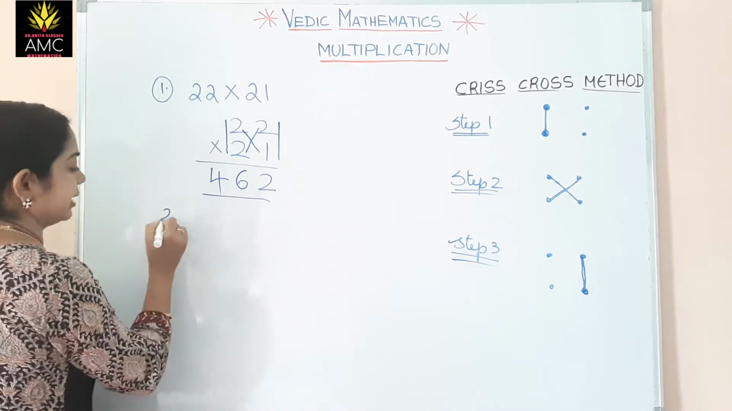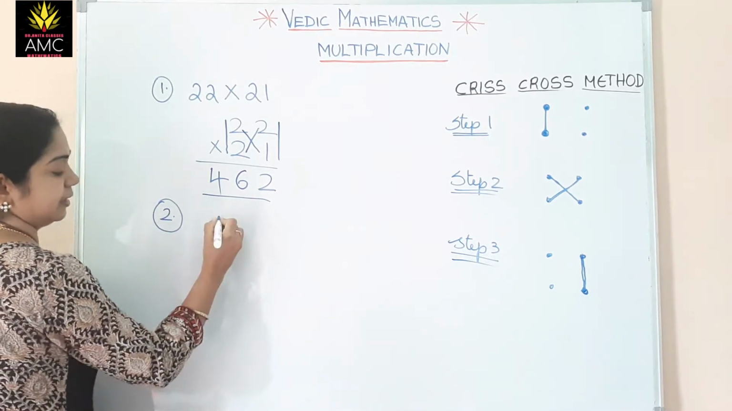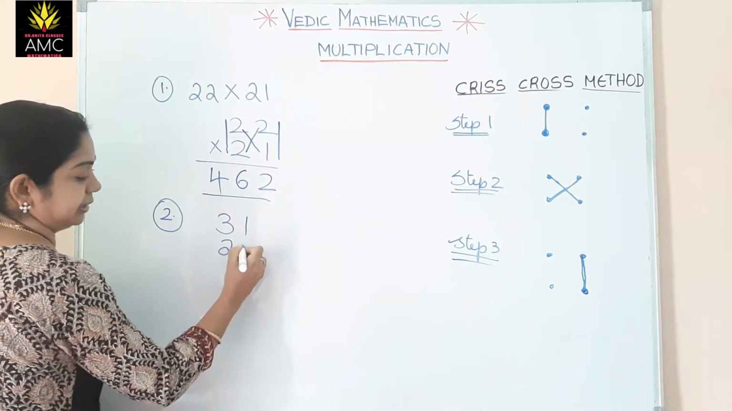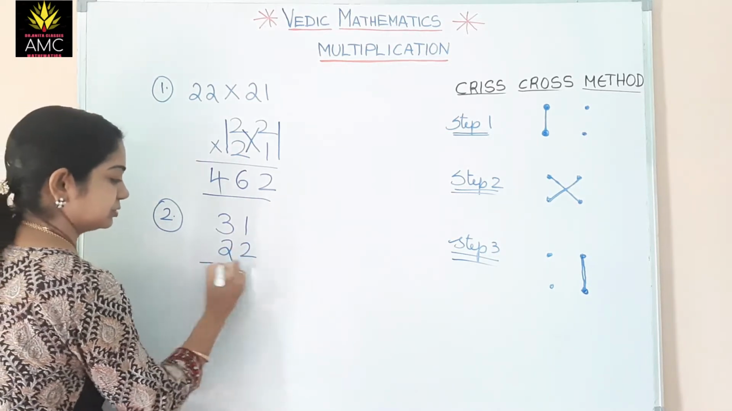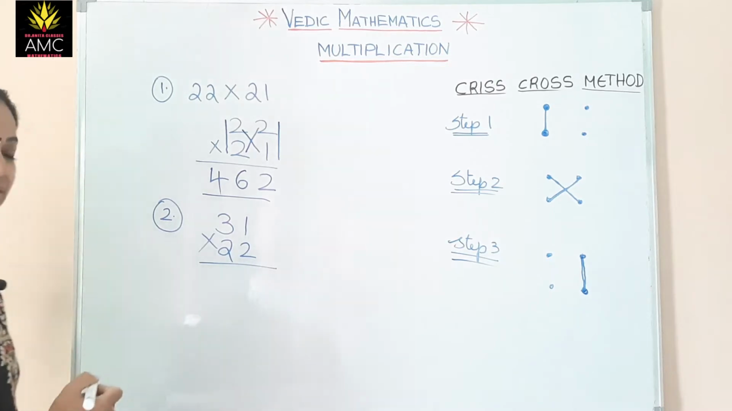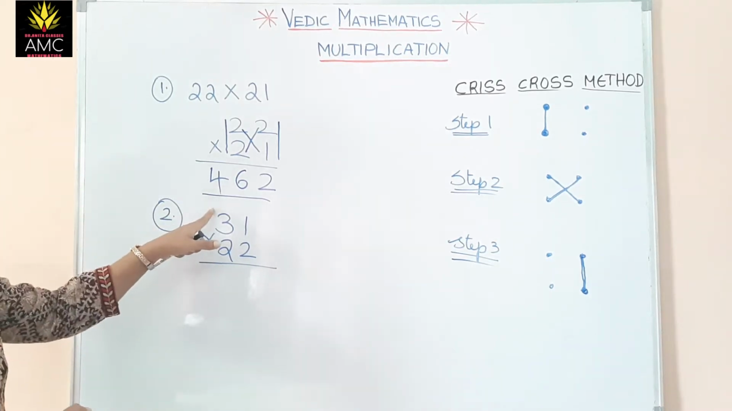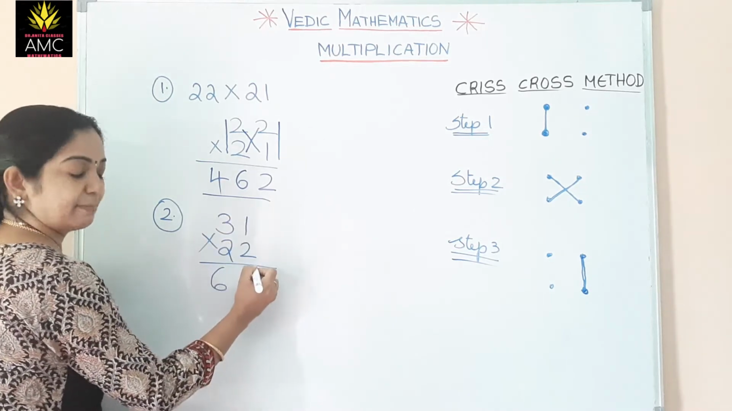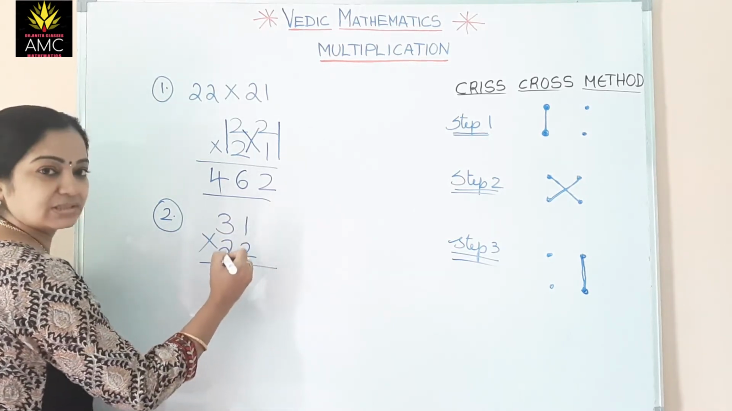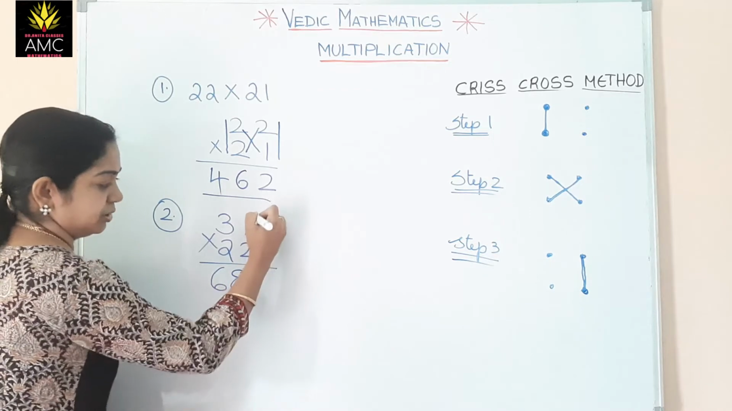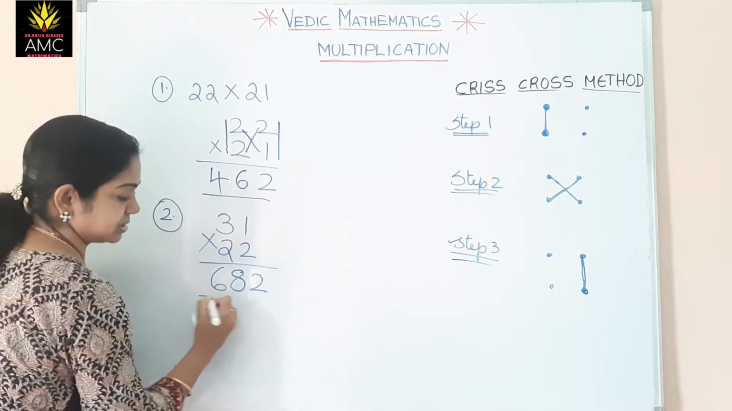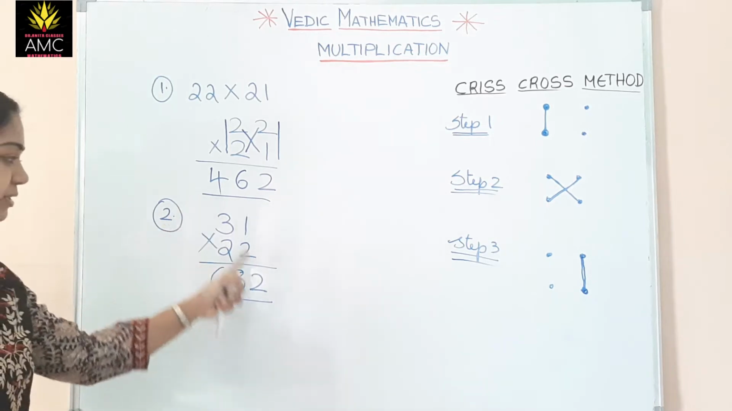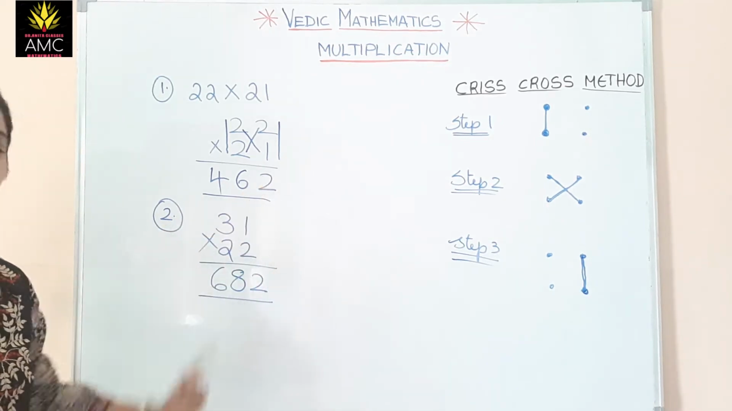Now, let me take another example. If you take 31 multiplied by 22, a simple example. Let's start from the extreme left: 3 2s are 6. Here, 3 2s are 6 plus 2 1s are 2, 6 plus 2 is 8. Now, 1 2 is 2, so 682. First extreme left, then crisscross, then extreme right, simply.